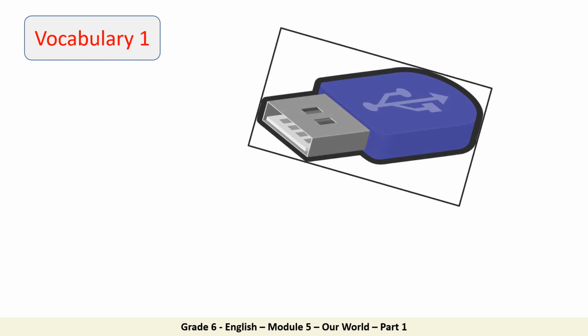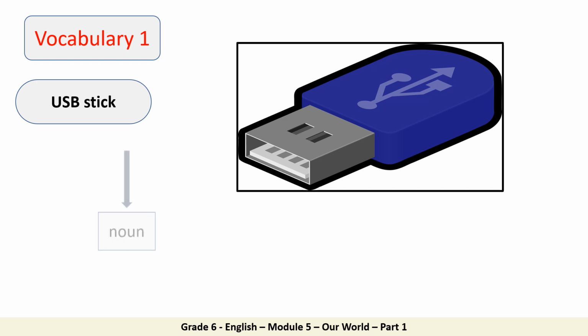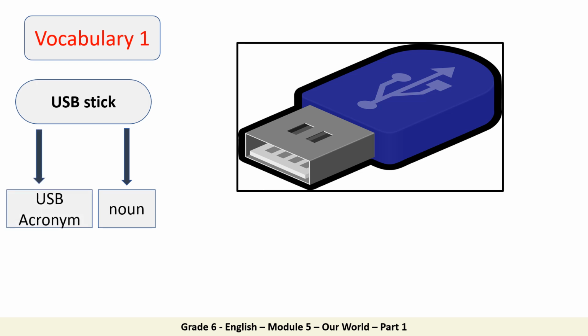Let's start with this one, for example. What do you see here? That's right, it's a USB stick. Very good. Okay, what is the part of speech of this word? What's a USB stick? Is it a verb? Is it an adjective? That's right, it's a noun. Now, the word USB here is a bit interesting, right? It's not a common English word. That's right, it's an acronym. All right, what's an acronym? It's an abbreviation used or formed from the first letters of words.